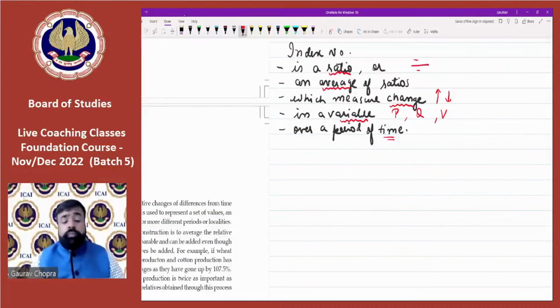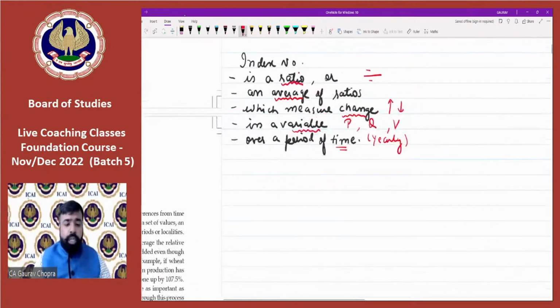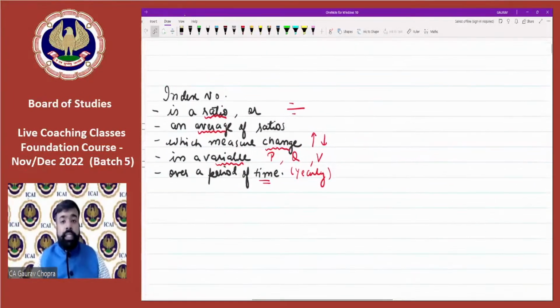Now we have just read that at least two values are required, and that the time here which is considered, this time is considered as yearly basis. Normally we calculate inflation and all these on yearly basis, but it is not at all compulsory. Even it can be calculated on daily, monthly, quarterly as per our requirement. But here in this chapter we will be studying about yearly index number. So now we can say that at least two time periods are required.